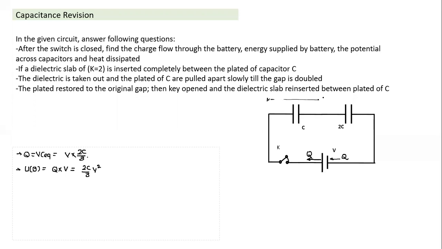Potential difference across the capacitor, V, is equal to Q by C, an inverse proportion. So we divide V by 3 here and 2V by 3 here. That's why when you multiply potential by capacitance, the charge will be the same in both cases. They are connected in series. So we can find the potential difference.